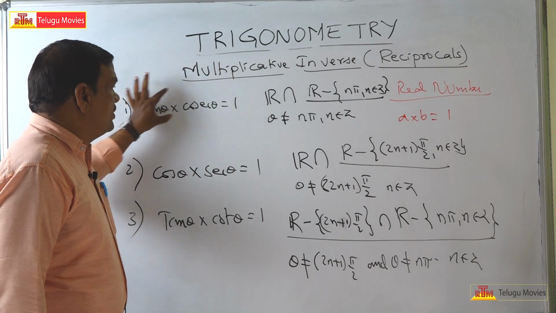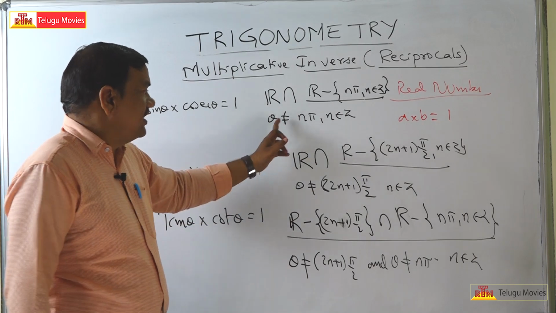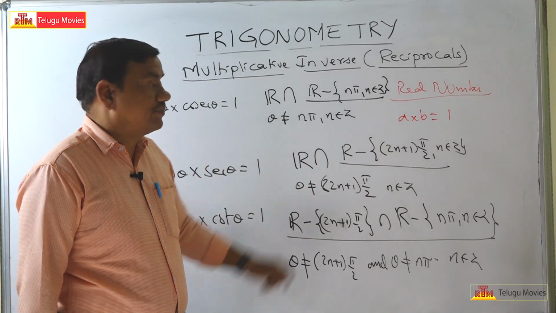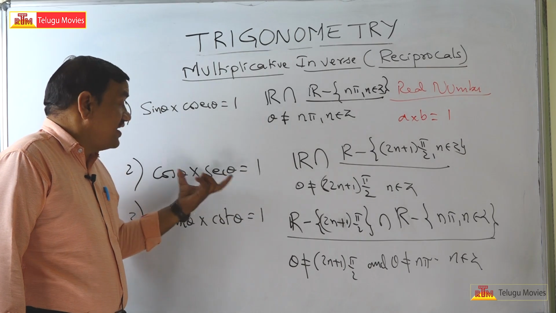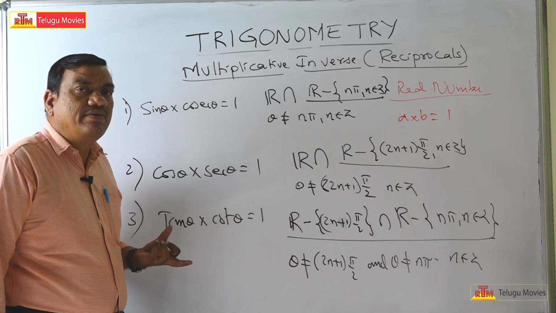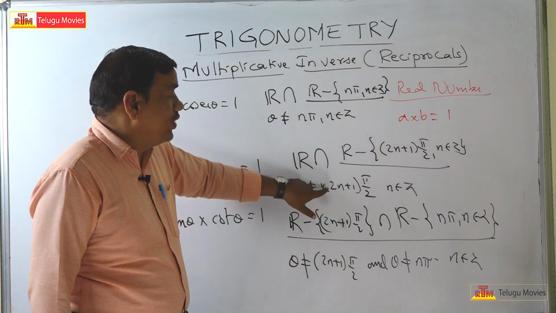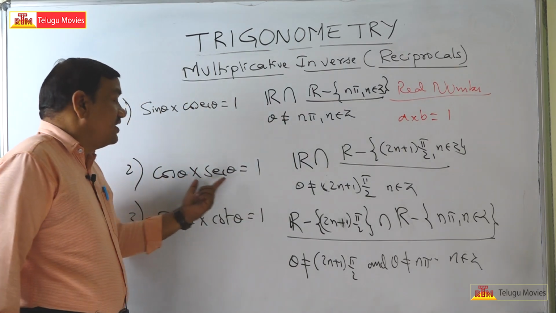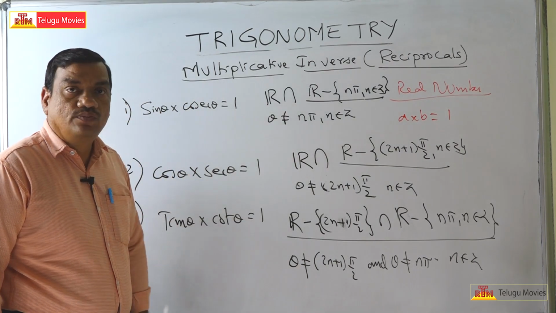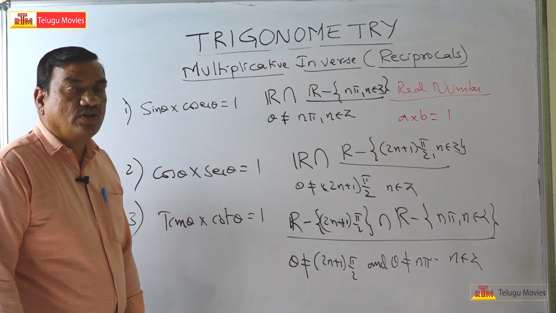Whatever may be written, sin theta into cosecant theta is 1, where theta should not be equal to n pi. Cos theta into secant theta is equal to 1. This is also called a trigonometric identity. So accept the values of (2n plus 1) pi by 2, odd multiples of pi by 2, for which cos theta and secant theta hold good. So you cannot put the values as you like.